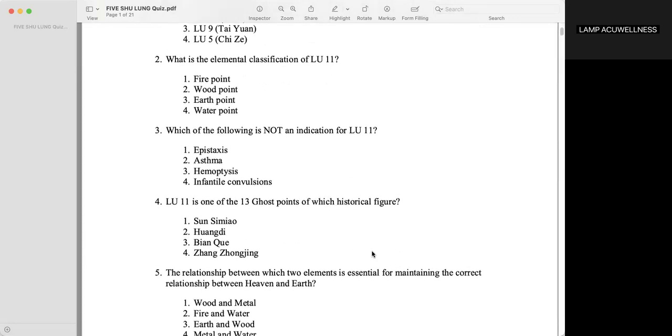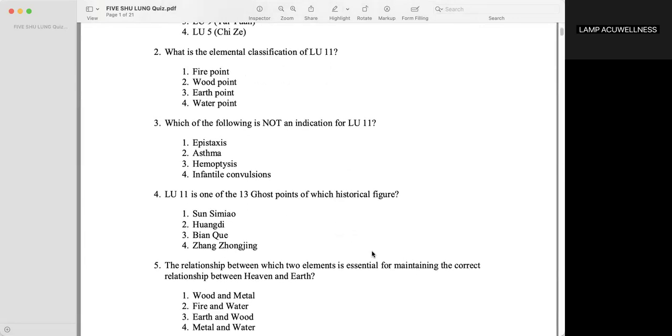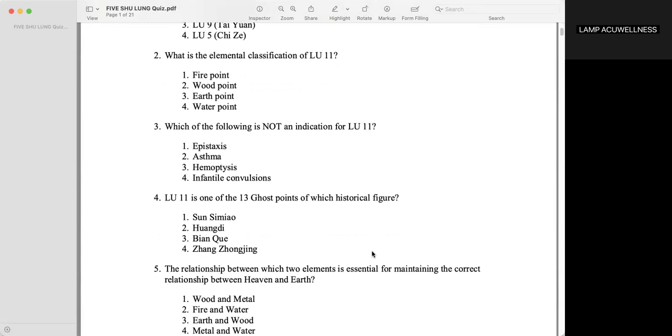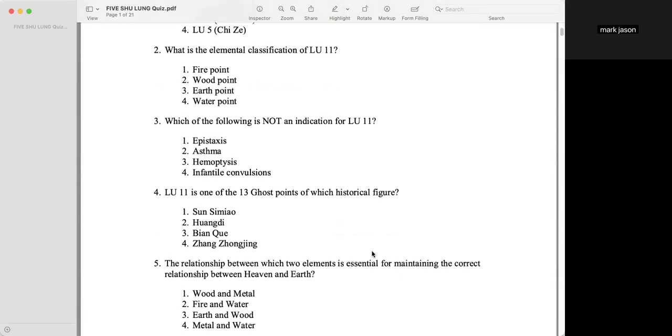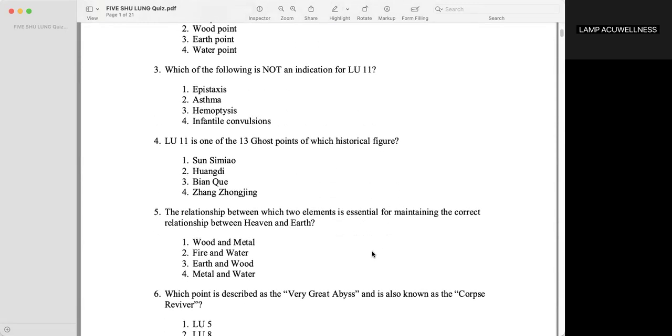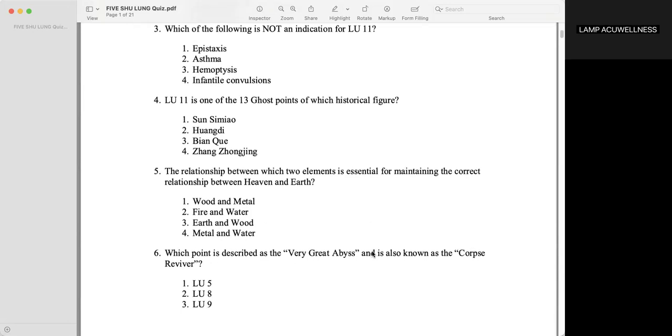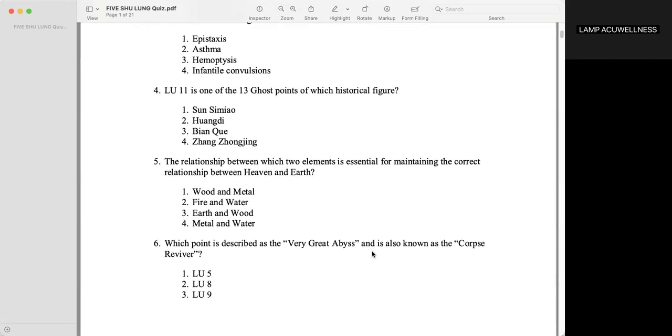What is the elemental classification of Lung 11? Number 2, wood. Which of the following is not an indication for Lung 11? Number 3, hemoptysis. Lung 11 is one of the 13 ghost points of which historical figure? Number 1, Sun Simiao.